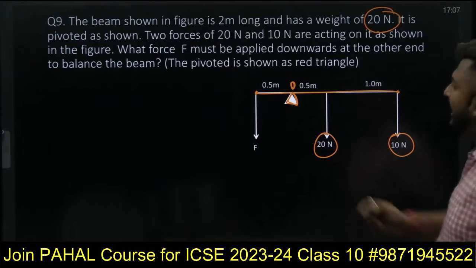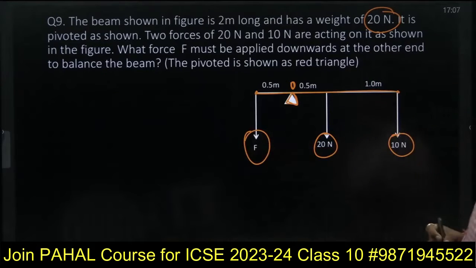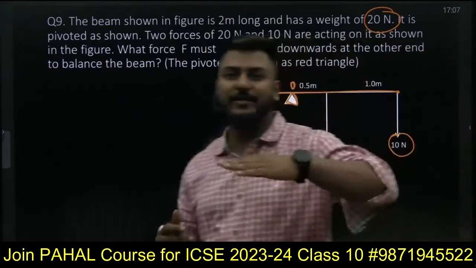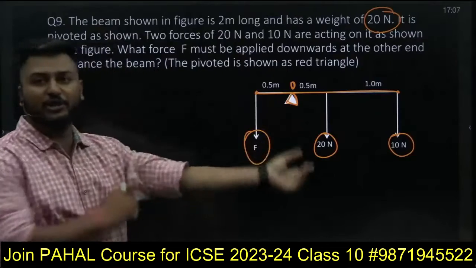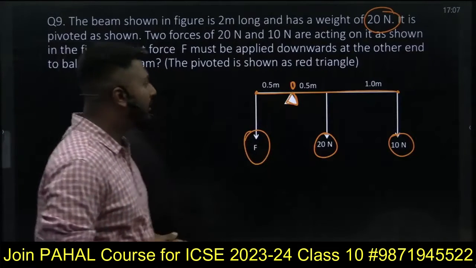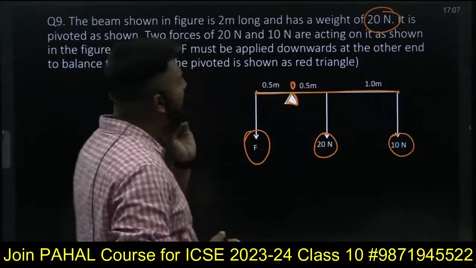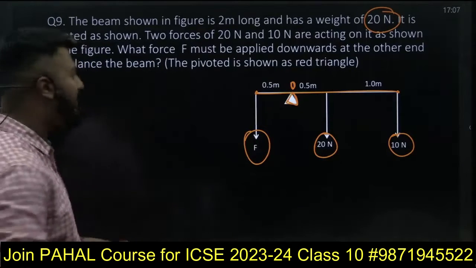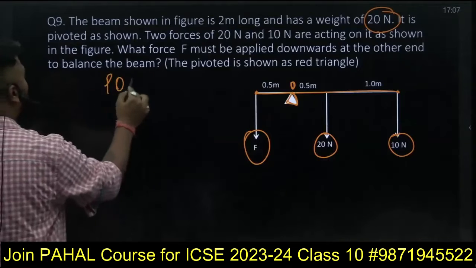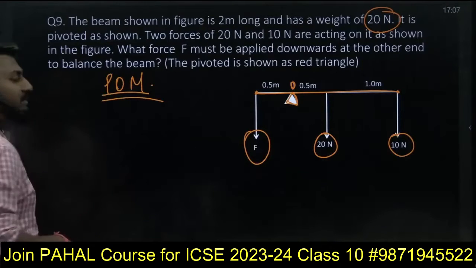What force F must be applied downwards at the other end to balance the beam? Again, we have to balance the beam. We have to make the beam be in the state of equilibrium, right? So in order to do this, we'll be applying the principle of moment. In these types of questions, you will be applying the principle of moment.